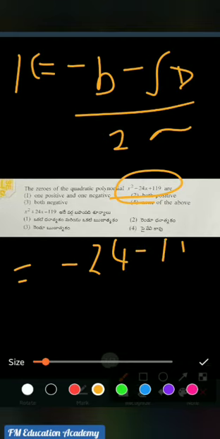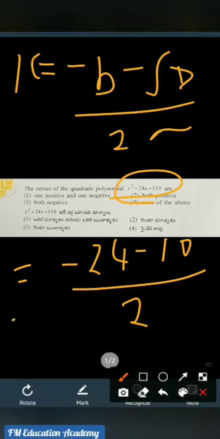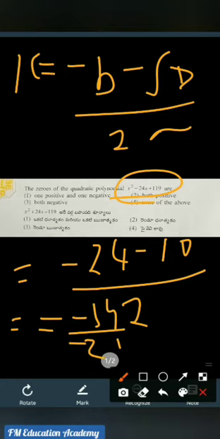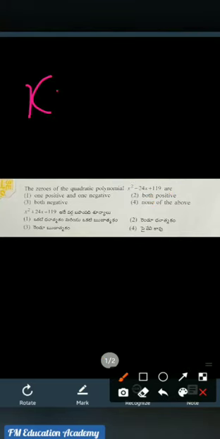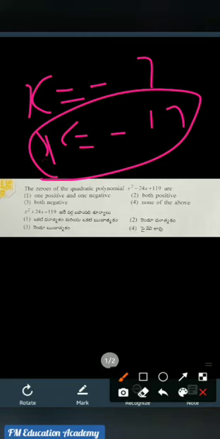Root 100 is 10. By 2 into 1 is 2. So that is equals to minus 24 minus 10 means minus 34 by 2. 2 1s are 2, 2 17s are 34. So another root also we got negative only, that is minus 17. So we are getting one root as minus 7, another root as minus 17. So here we can see both the roots are negative. Okay, so option 3. Moving on to the next question.